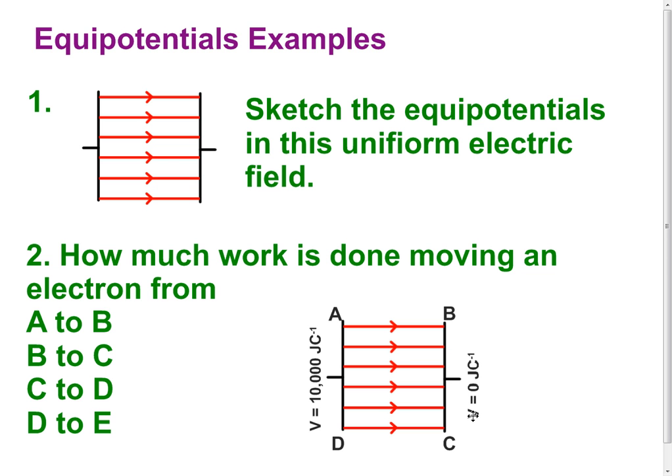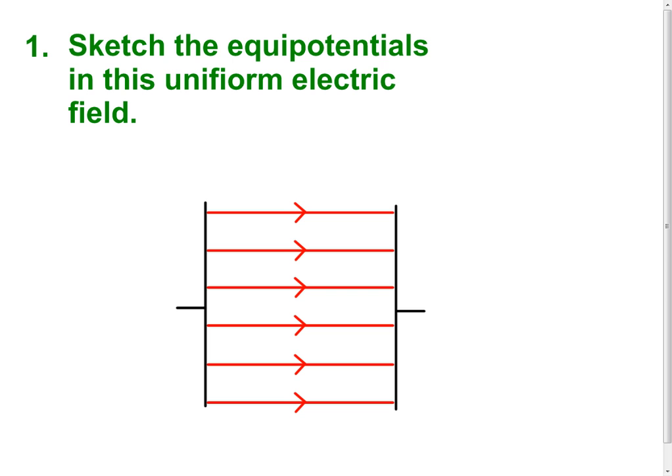Right, hopefully you paused it and you've had a go at these. Let's have a look at the answers. So, number 1, sketch the equipotentials in this uniform electric field. Well, let's just get a feel for what's going on. If we take our positive test particle, then the force it's going to experience is from this end to this end. So this is the positive, this is the negative. That doesn't really make a huge difference, but it's just good to think about.